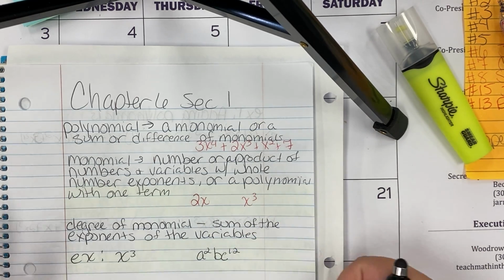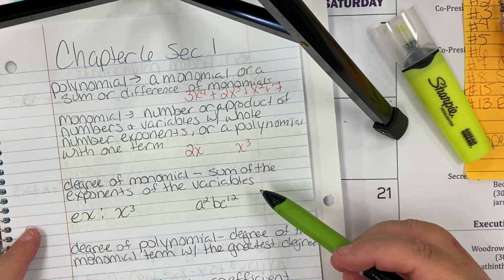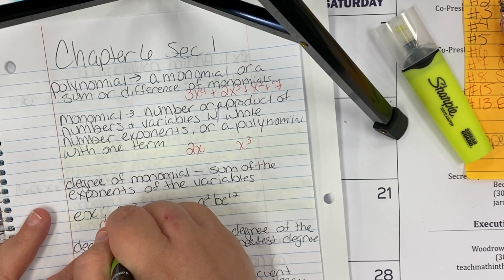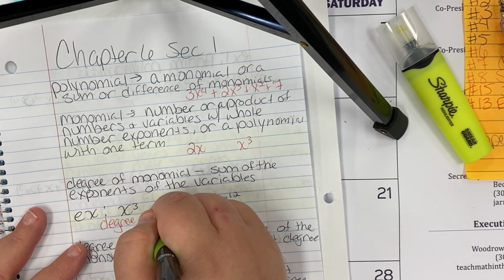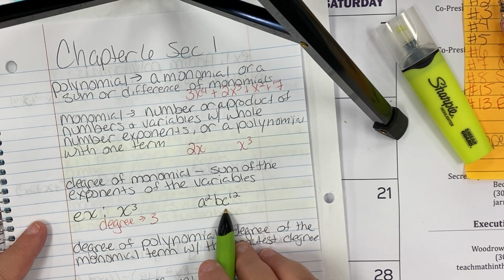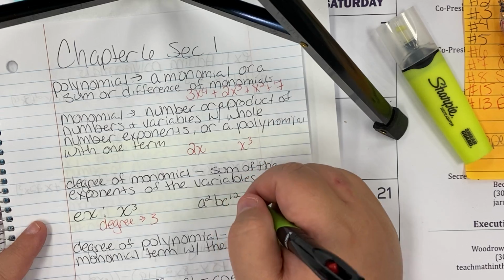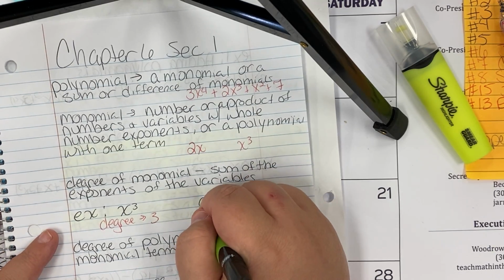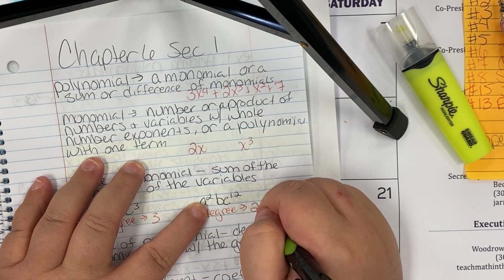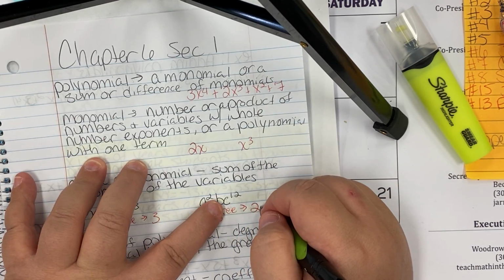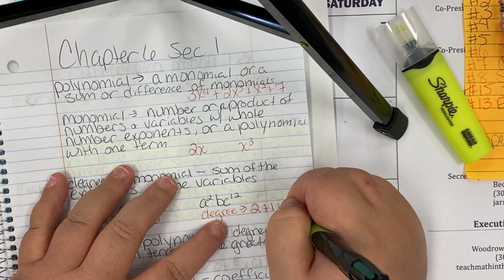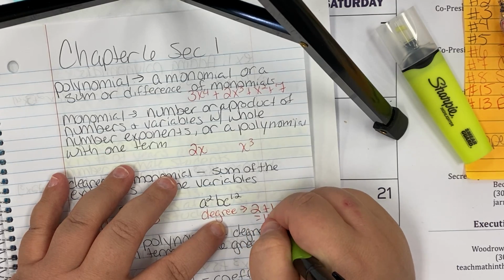So the degree of a monomial is the sum of the exponents of the variable. So if we just have x to the third, the degree is 3. But if we have a squared times b times c to the 12th, we're going to add up all of those exponents to get our degree. So our degree would be, we have a 2, and then plus a 1. Remember, if there's no exponent written, then it's technically a 1. And then we have plus 12, so our degree is 15.